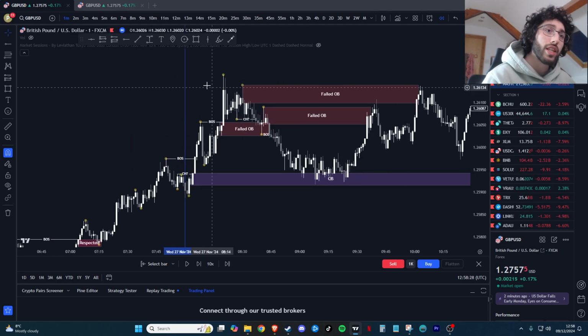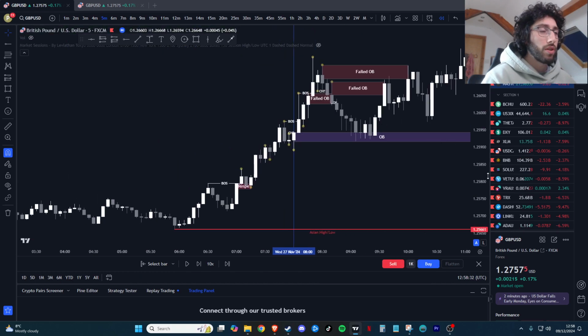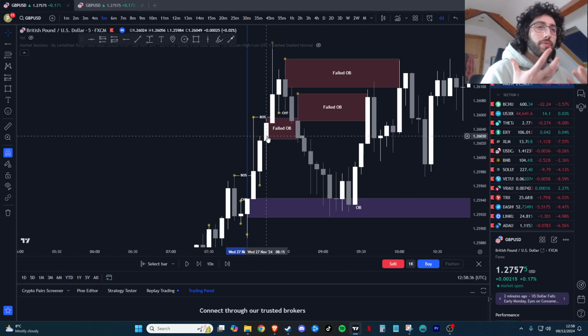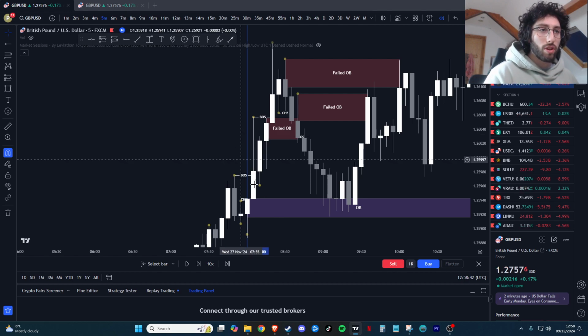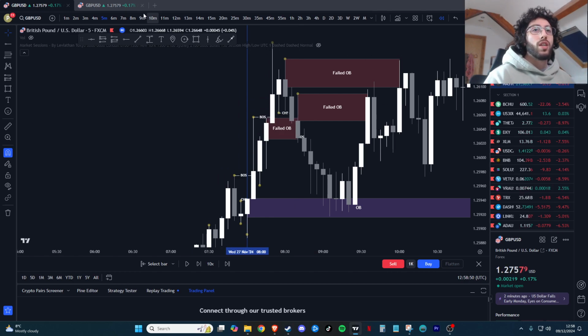The reason why this one didn't hold is because if we go to the 5 minute, there's no demand that showed. There was no bearish candle like this one. There was no demand that showed, and it didn't tap into our original demand as well. So that's why that one failed.